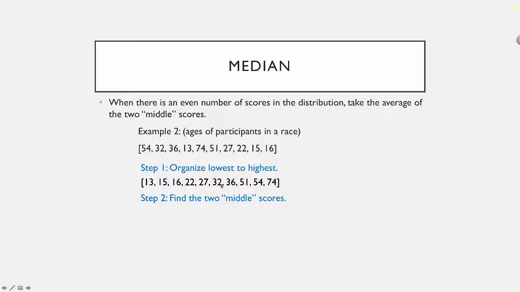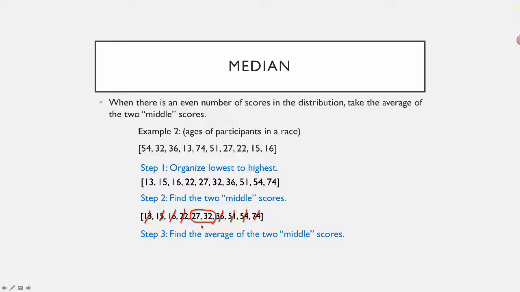Step 2 is to locate the 2 middle scores. Again, use a strategy of your choice and find the 2 middle scores. You can see there's 4 to the right, 4 to the left of these 2 middle scores. And then step 3 will be to find the average of these 2 middle scores. And as you remember before, to find the average, we add up the scores and then divide by the number of scores we have. So we'll be adding 27 plus 32, which equals 59. And then since there's just 2 scores, we'll divide 59 by 2, which equals 29.5. So the median for this data set is 29.5.